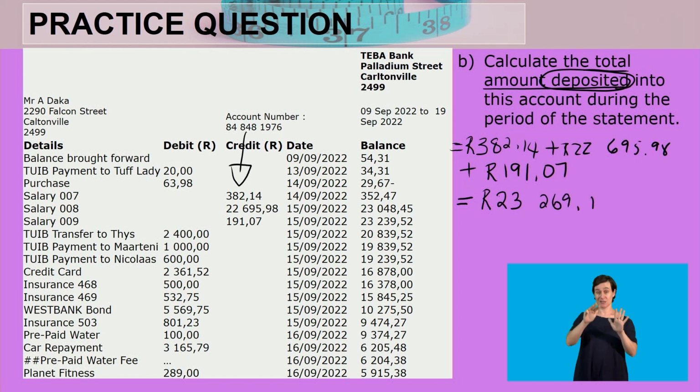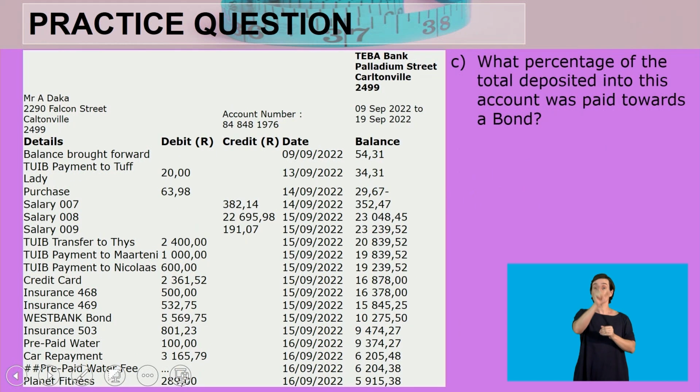23,269 rand 19 cents. So that is the total amount that has been deposited. So it will appear on the credits. What percentage? So now they want us to calculate a percentage of the total deposited into this account that was paid towards bond. So we need to go where it says bond payment.